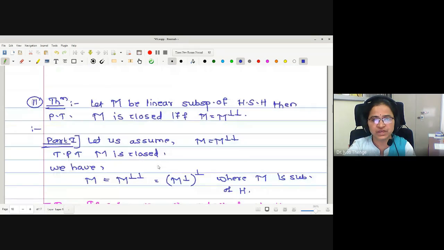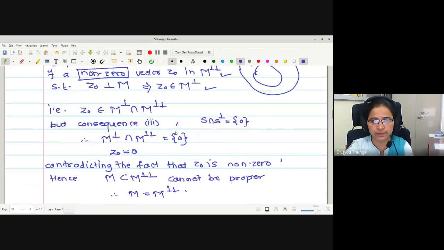In the second theorem, we have seen the if and only if statement for a linear subspace M of a Hilbert space H, that M is closed if and only if M is equal to M double perp. Okay, what is this perp? Orthogonal complement. M double perp will be twice the orthogonal complement of the set M. Therefore, the set M is closed if and only if M is equal to M double perp.